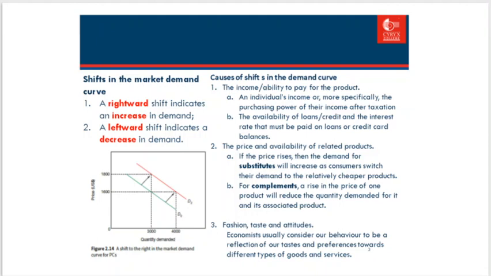Third, fashion, taste and attitudes. Economists usually consider our behavior to be a reflection of our tastes and preferences towards different types of goods and services. For example, if you like spicy food, you will buy more spicy food than sweet things. So it will increase your demand for spicy food, but will reduce your demand for sweet things.